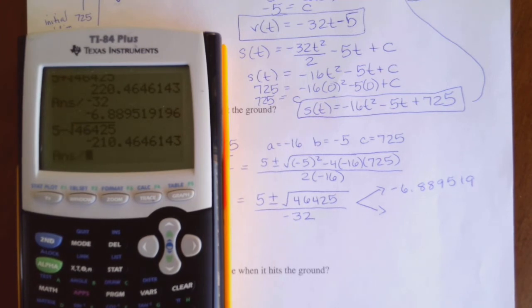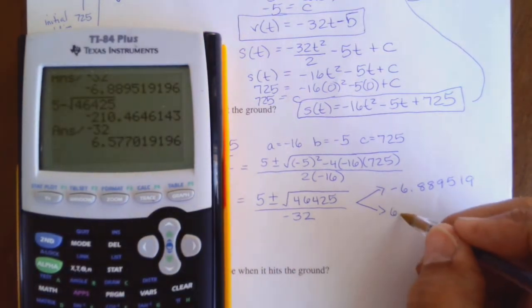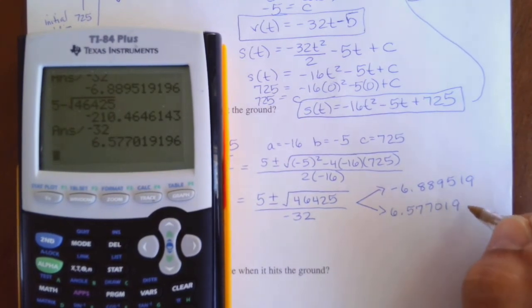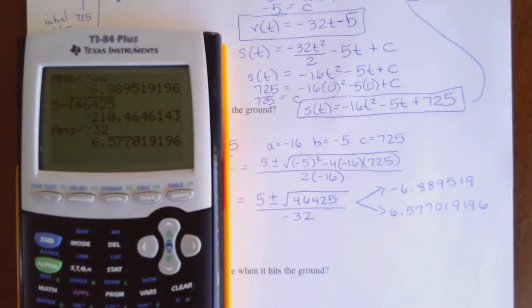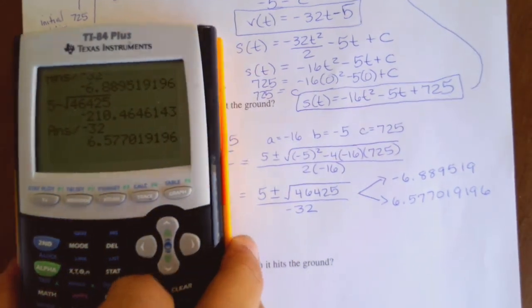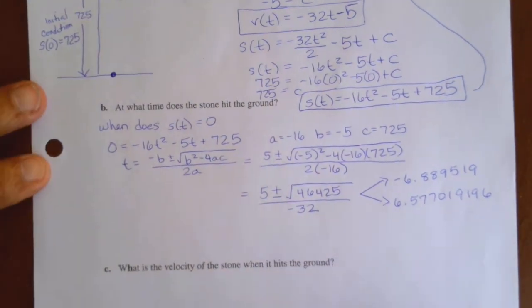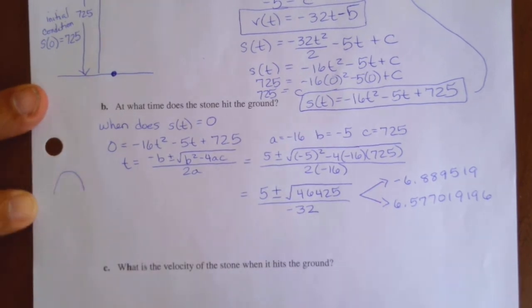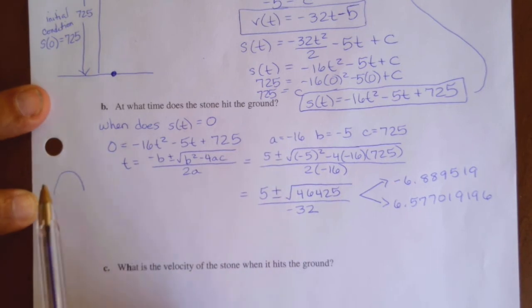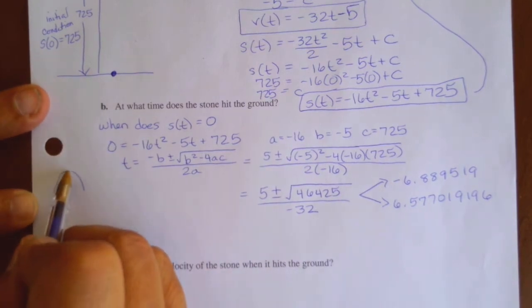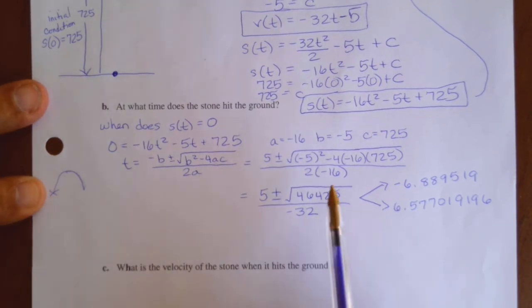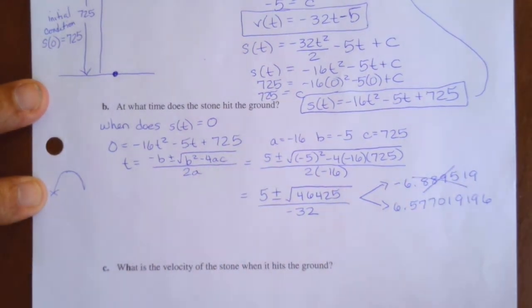And we're going to divide that by negative 32. 6.577019. Okay? All right, so there's my two answers. And remember, this is a quadratic, so I know that this goes like that, right? But we're up here throwing the stone, so we don't care about the negative time. This problem started when time was 0, so that's not a possible answer.